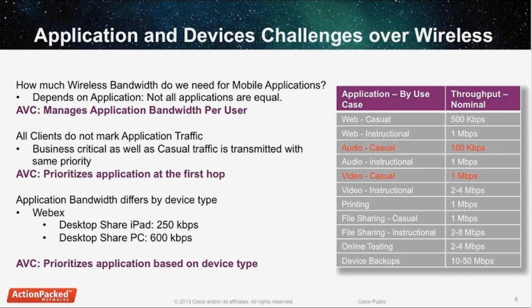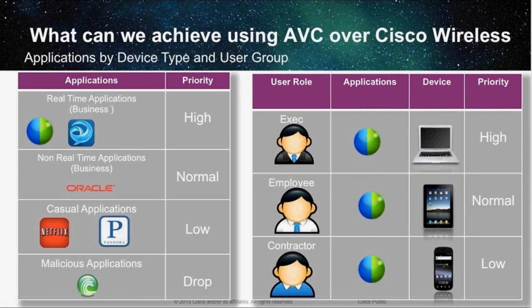Also, application bandwidth differs by device type. So if you're talking about WebEx desktop share, on an iPad, that's going to take 250 kbps, but on a desktop, that's going to take 600 kbps. So you need to prioritize applications based on the device type as well.